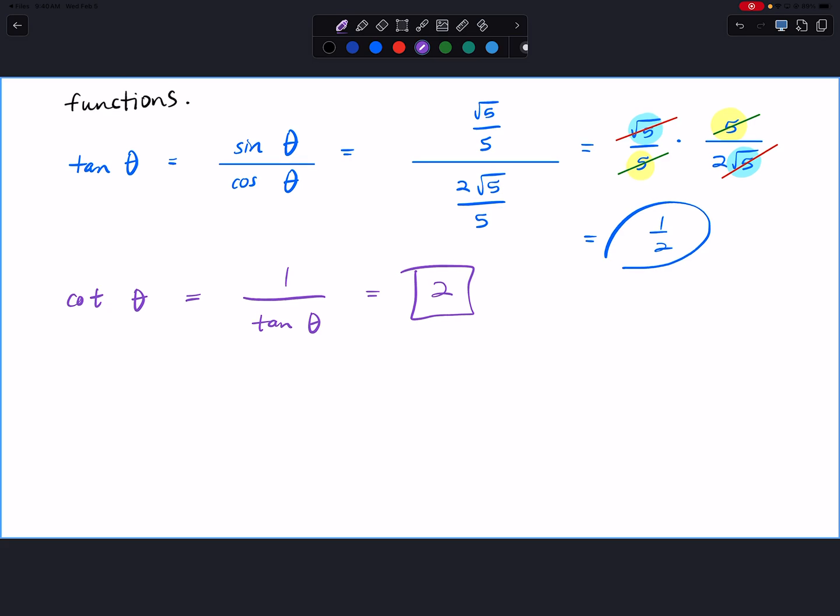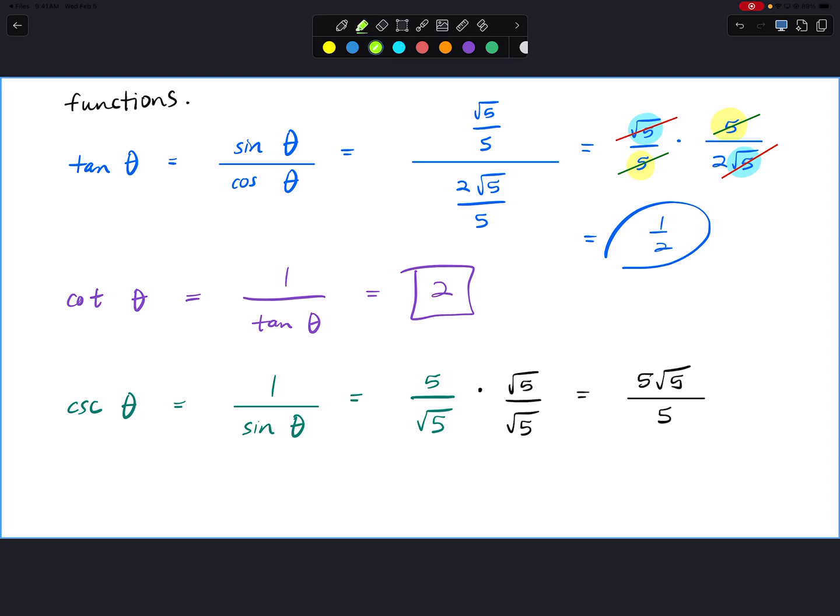All right, the other ones are a little annoying, and that's only because we have square roots. Cosecant is a reciprocal of sine. So I'm going to take my fraction for sine and flip it upside down, which means I just need to rationalize. So I'm going to multiply top and bottom by square root 5, which is going to give me 5 radical 5 over 5. Please reduce if you can. I notice there's a 5 on top and a 5 on the bottom, so those cancel. So my final answer is just square root 5.